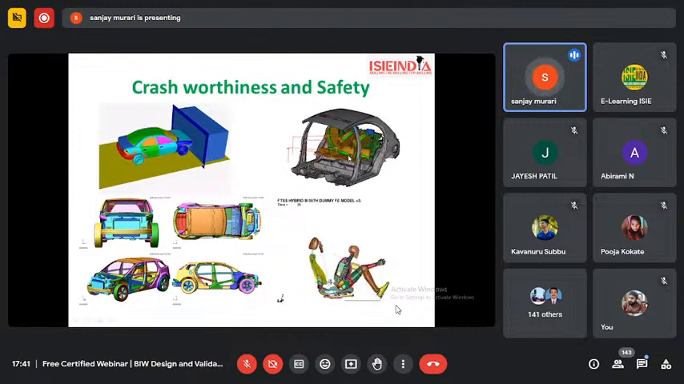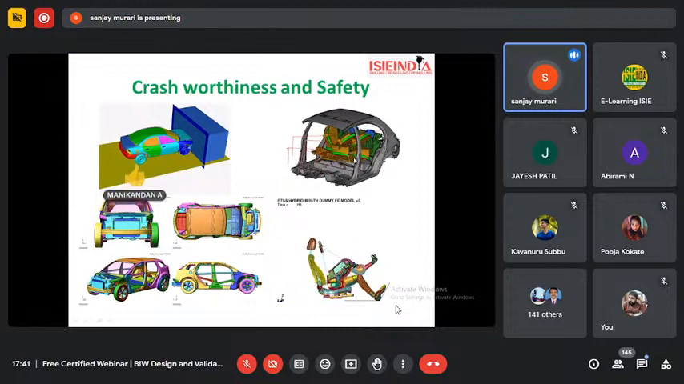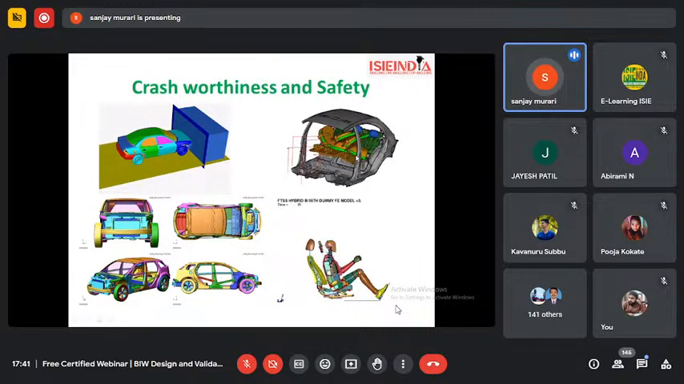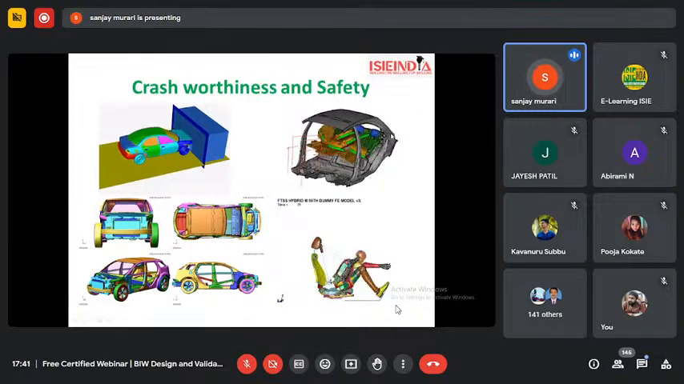Some blocks, a shoulder block and a lap block, are placed on the seats. Those represent the human dummy, and the load is applied on them, and for that load we can see how our BIW is behaving. And if it is not good, then we can improve the strength of the BIW.